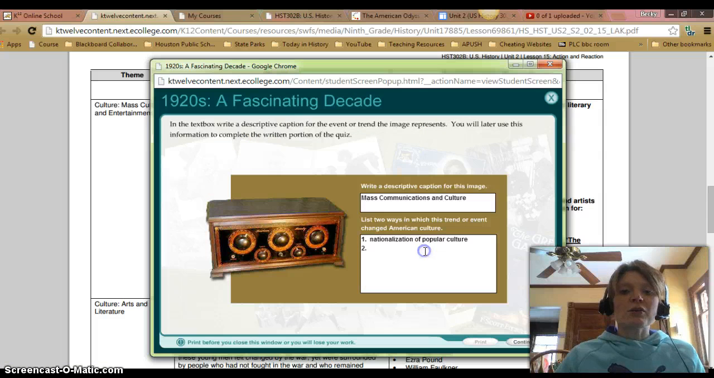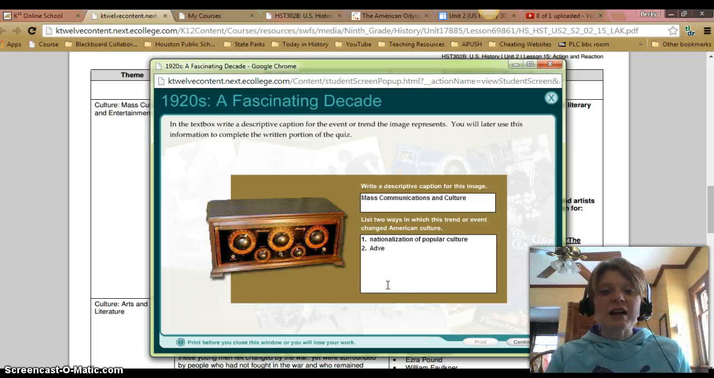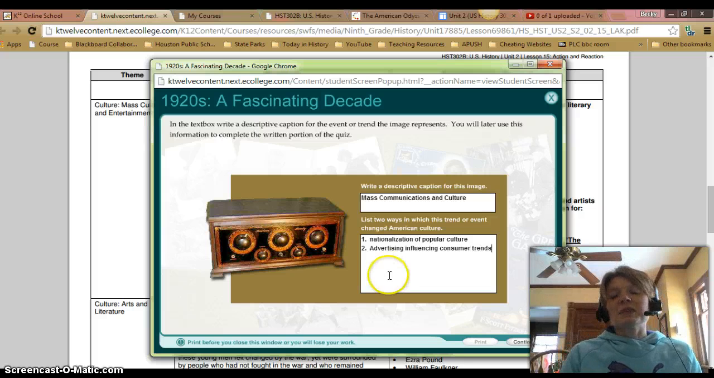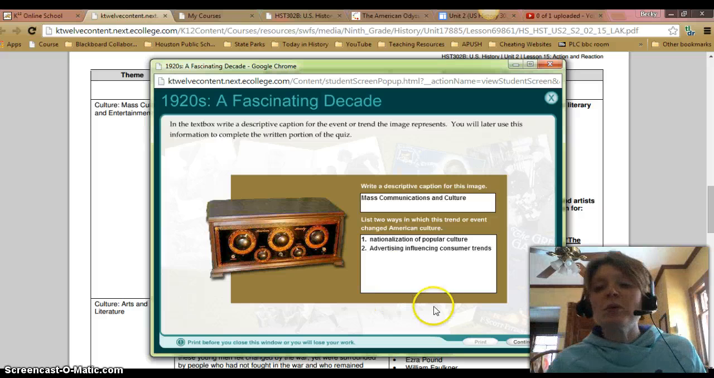Oh, let's see. How about we'll put advertising influencing consumer trends, because the ads would influence what people wanted to buy.